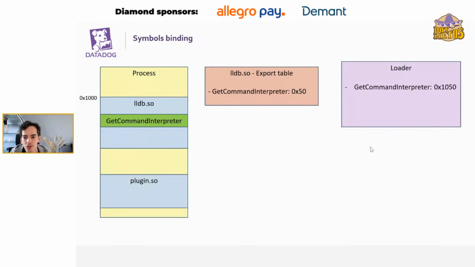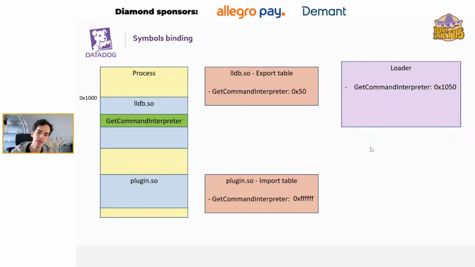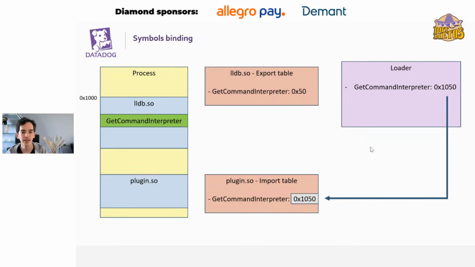Then we are going to load the plugin. The loader is going to check the import table, and inside we say we want to be able to call getCommandInterpreter. And so the loader is going to say, hey, I know where this method is. It's at address 1050, so it's going to patch in memory the import table with the right address. And since our call was compiled to an indirect call to the import table, we will end up invoking the right function.